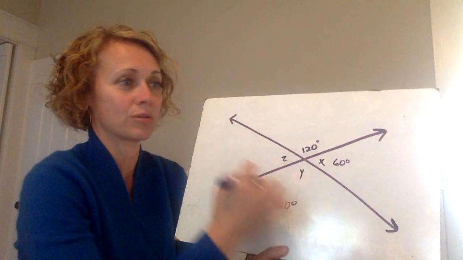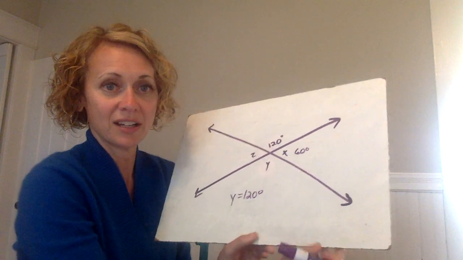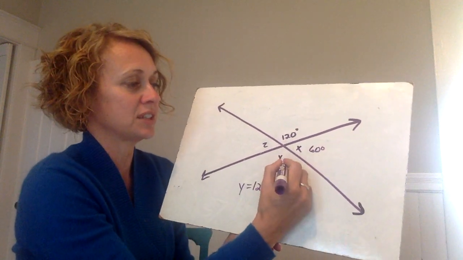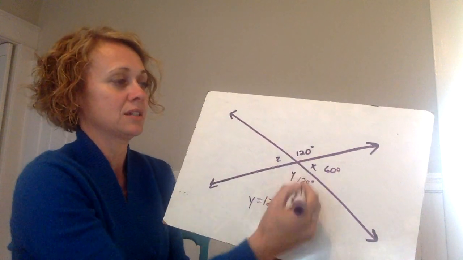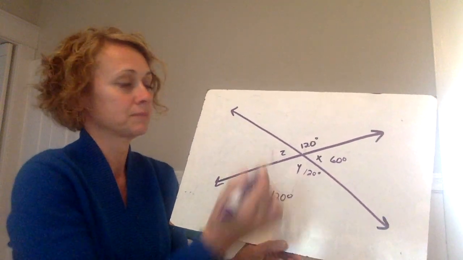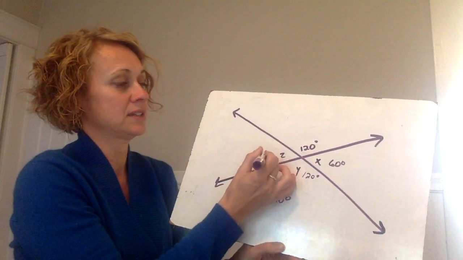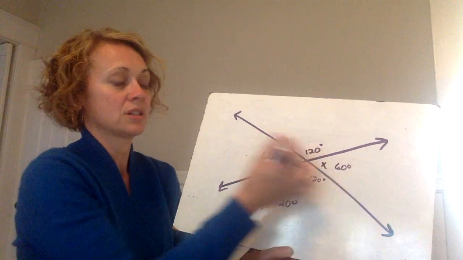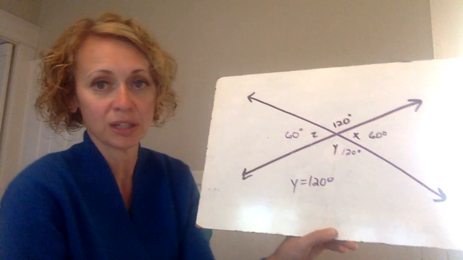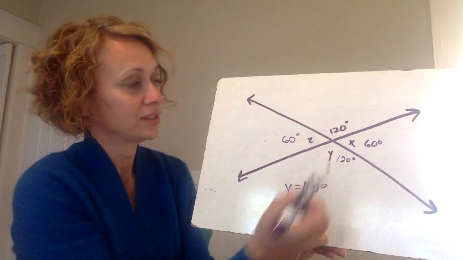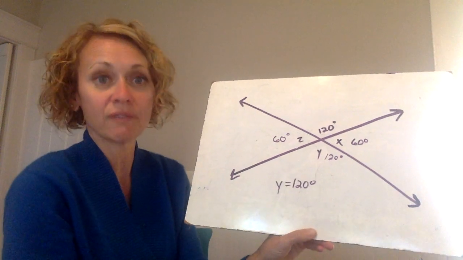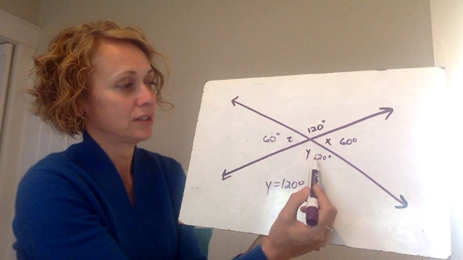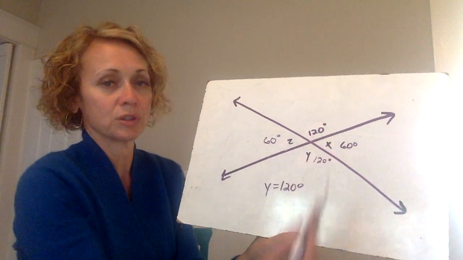So really I can go around the horn and find out all these angle measures. If this is 60, beside of it I have 120. Those are vertical angles. X and Z are congruent, therefore 60 degrees for their measure. So X and Z are vertical angles. The two angles here that measure 120 degrees are also vertical angles.